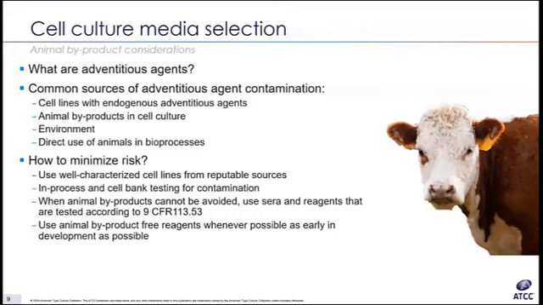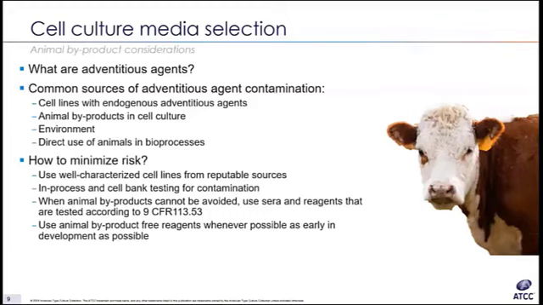Adventitious agents are defined by the World Health Organization as contaminating microorganisms of the cell culture or source material. Adventitious agents can be introduced through cell lines which are contaminated, through animal byproducts, through the environment, specifically failure to maintain aseptic or sterile environment, and through the direct use of animals in bioprocesses. This last point refers to processes like influenza culturing in eggs, where the animal is directly used in the process. This is out of the scope of today's discussion.